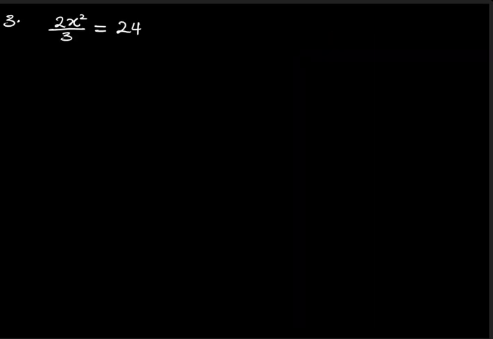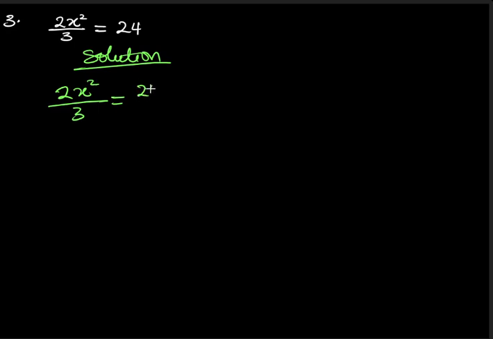Okay, so we move to number 3. Solution. Let's see what we have here. This is 2x squared all over 3 equal to 24 all over 1. Of course, you guessed it right. What we should do is cross multiply first. We have 2x squared times 1, that will give us 2x squared, equal to 24 times 3. That will give us 72.